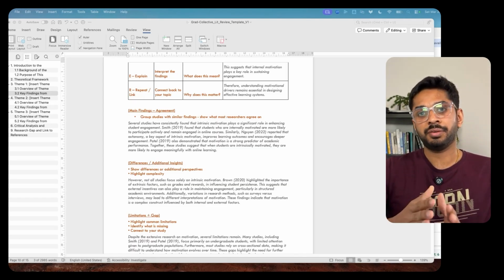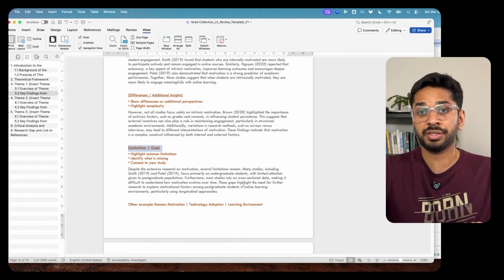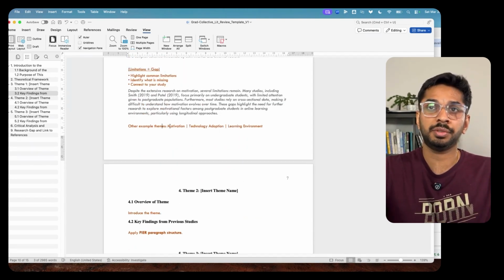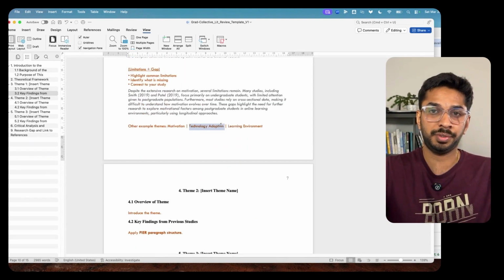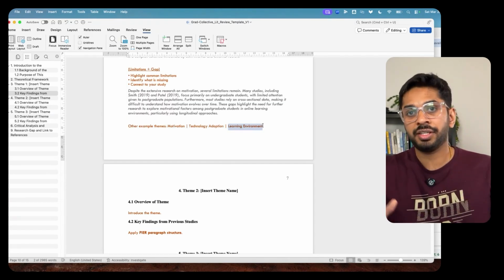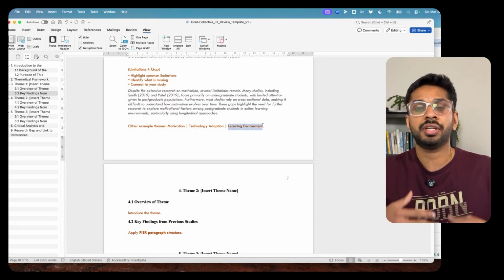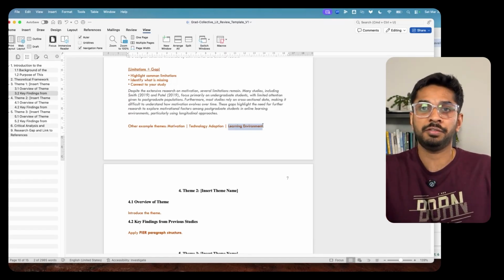So once you finish one theme like this, you can repeat the same structure for other themes. For example, we started with motivation. Now you can go to online learning and technology adoption. You can do online learning and learning environment. So essentially, as you do the same structure, as you do the same exercise, you start seeing your literature review start forming a shape.